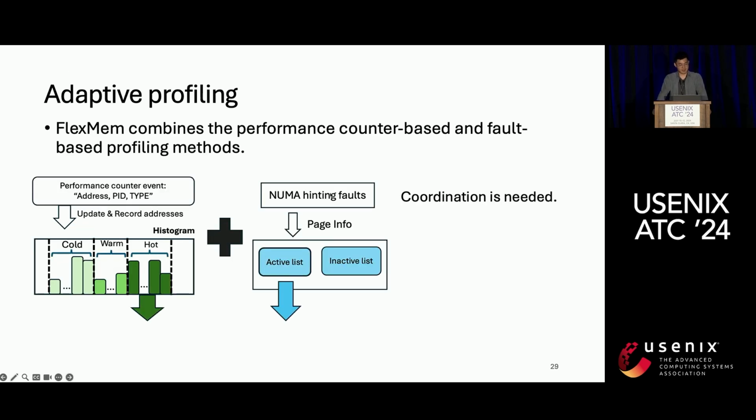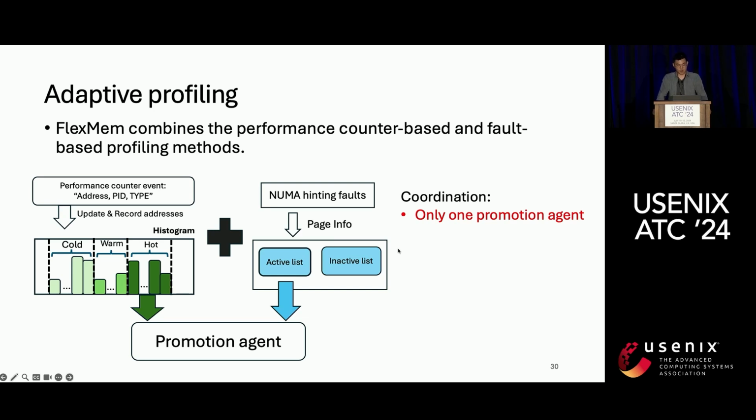So FlexMem will combine the performance count-based method and the fault-based profiling method. Both profilers are utilized to get both advantages. To avoid the disadvantages, FlexMem will coordinate those two profilers. So coordination is needed.